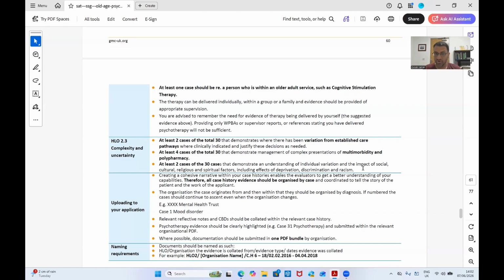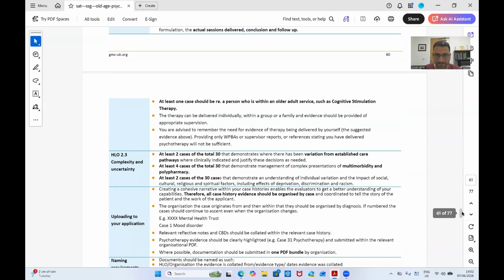And also, you make sure that you're including two such cases where you're demonstrating your ability to handle cases as a consultant, in diverse cases or a variety of cases.